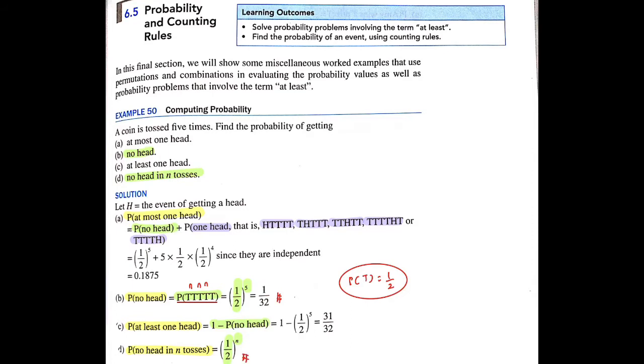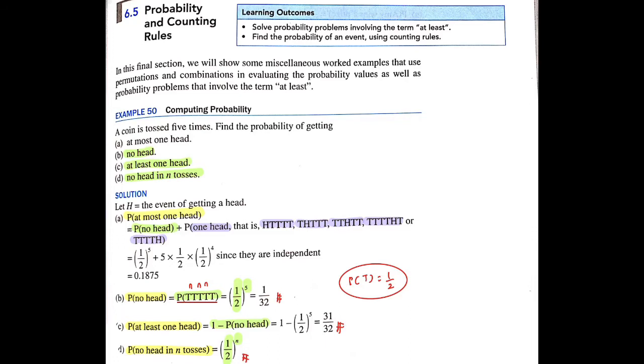Let's look at part C now. Find the probability of getting at least one head. Okay, so for at least one head, we can find it by using the complementary rule, 1 minus the probability of no head. So just take 1 minus the probability of no head. We have the answer here, 1/2 to the power of 5. So your answer will be 31/32.